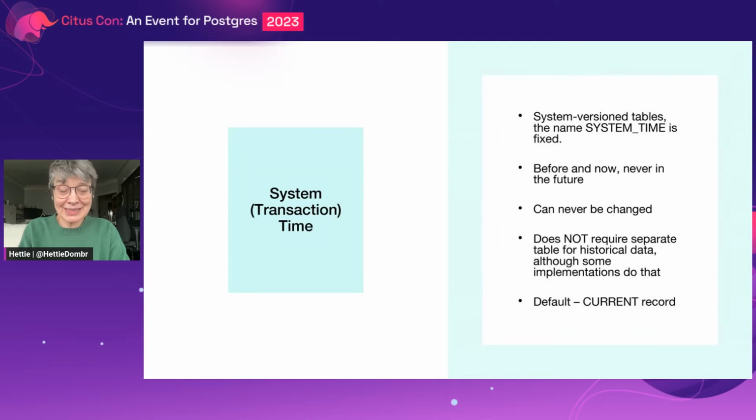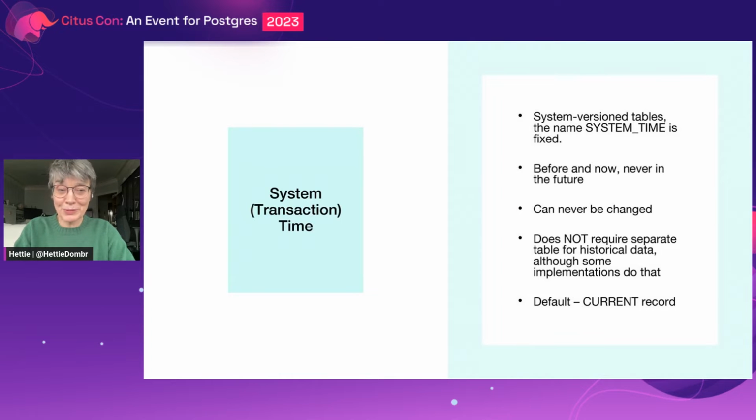So what can we tell about system time? First of all, the standard says that this name is fixed. So if you have any table by the standard where you have system time, it should be called system underscore time. And it always can be before and now and can never go to the future. So the idea is that we record actual time, and once it's recorded, it can never be changed. It's just stuck with these records, with these values, and lives forever.